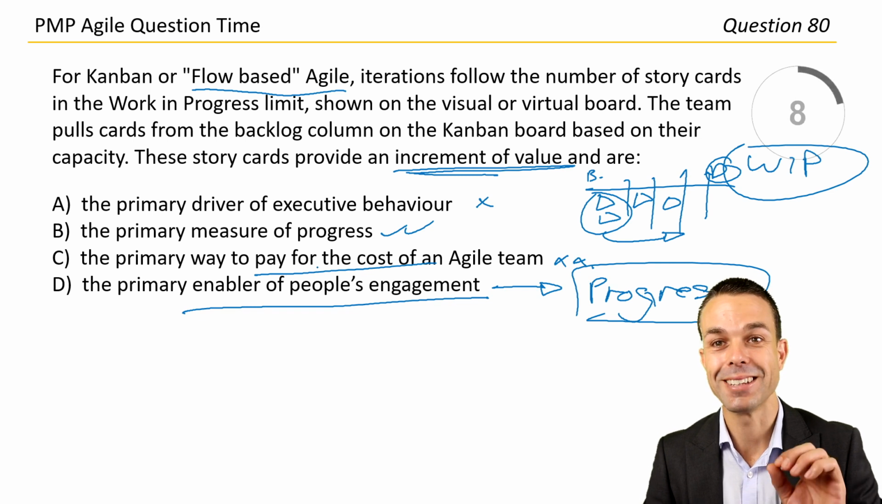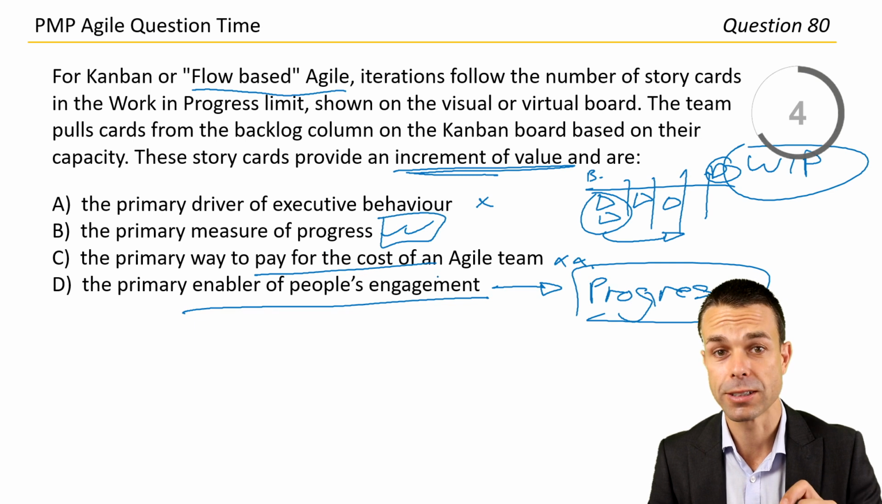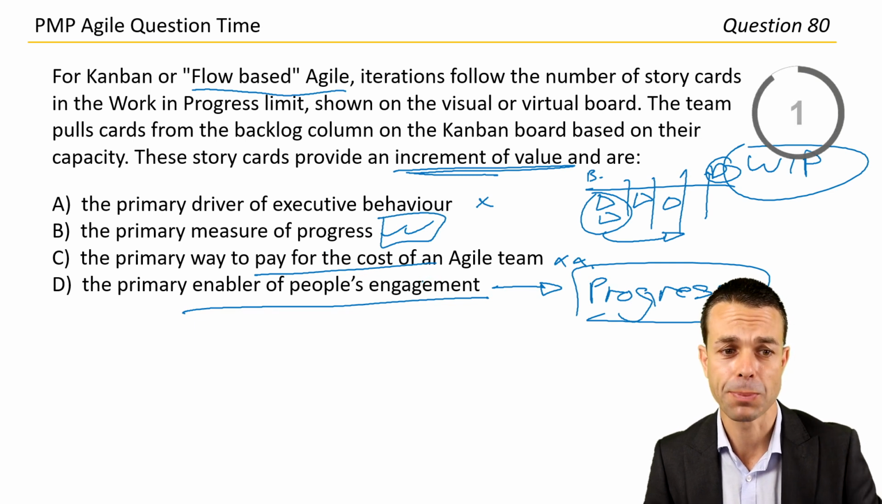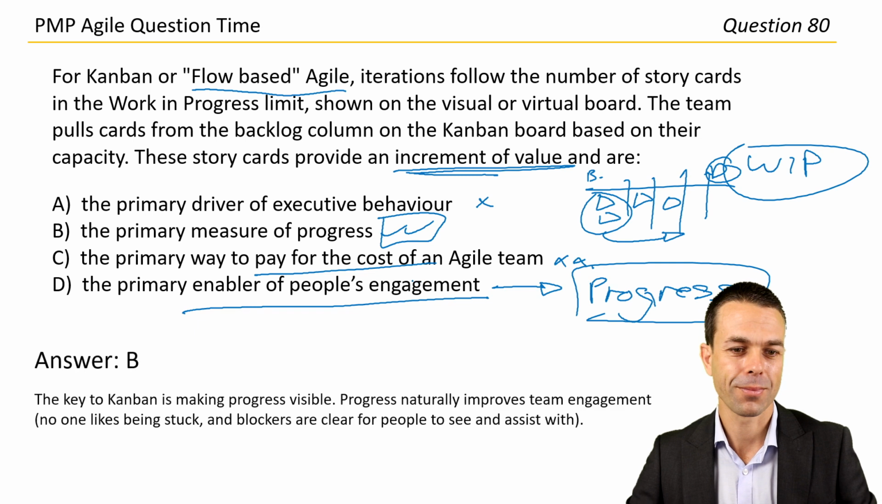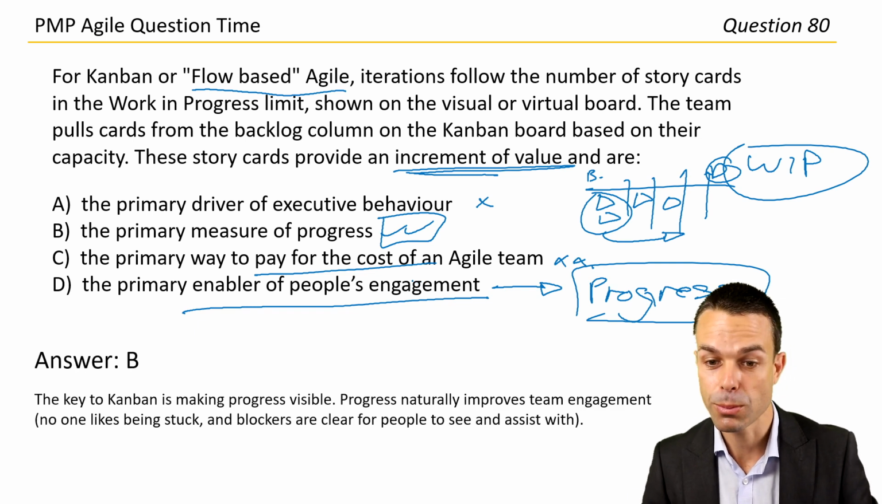But Kanban by itself as a method is a primary way of showing and measuring that progress. So let's go with answer B for now. Answer B. The key to Kanban is making progress visible. Progress naturally improves team engagement.